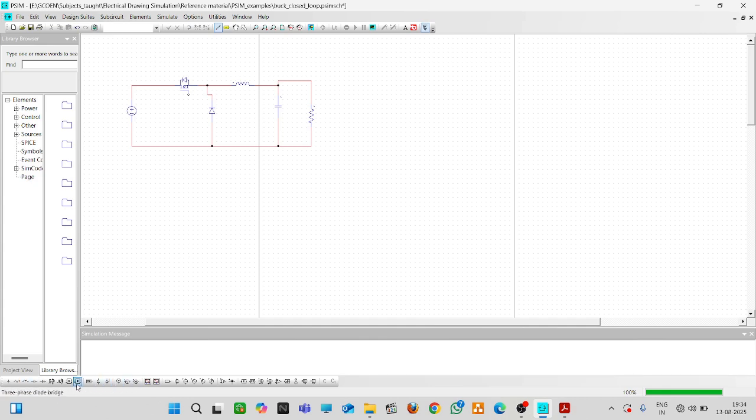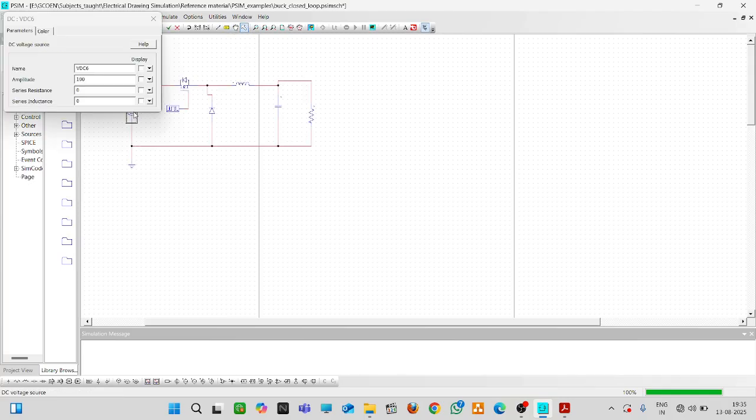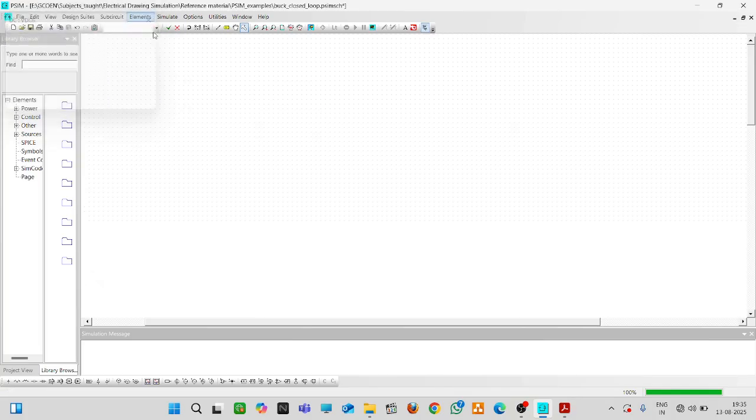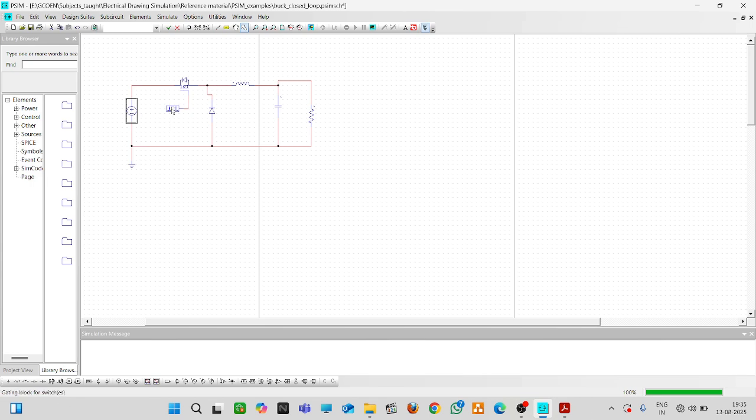Now there is a pulse generator. This pulse generator we will have to connect. We will keep the duty cycle as 0.5. Okay, the ground has not been connected. Now this DC-DC converter is in the open loop configuration. Now we'll set the values for it. This is 24 volt. We don't want our value to be displayed.